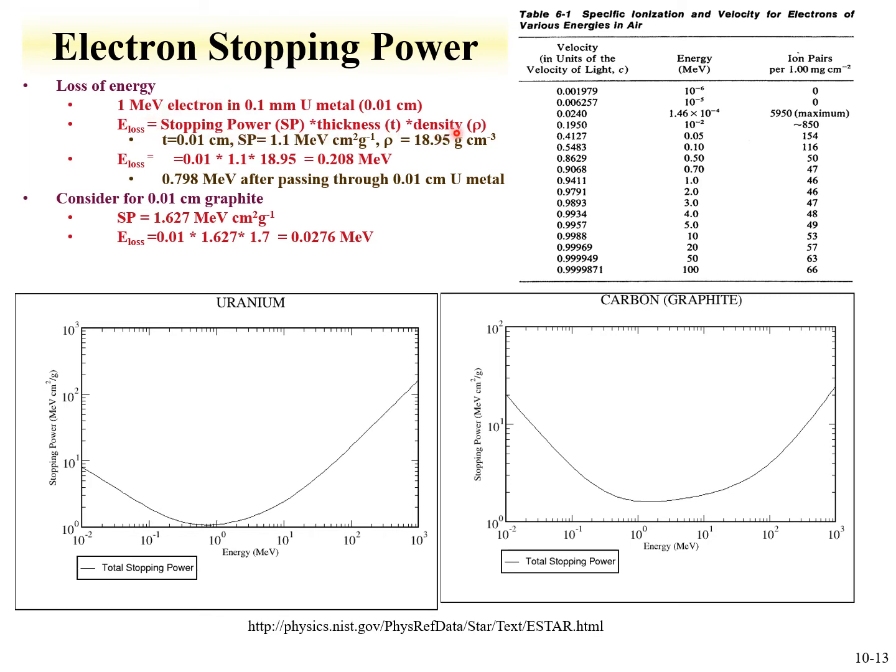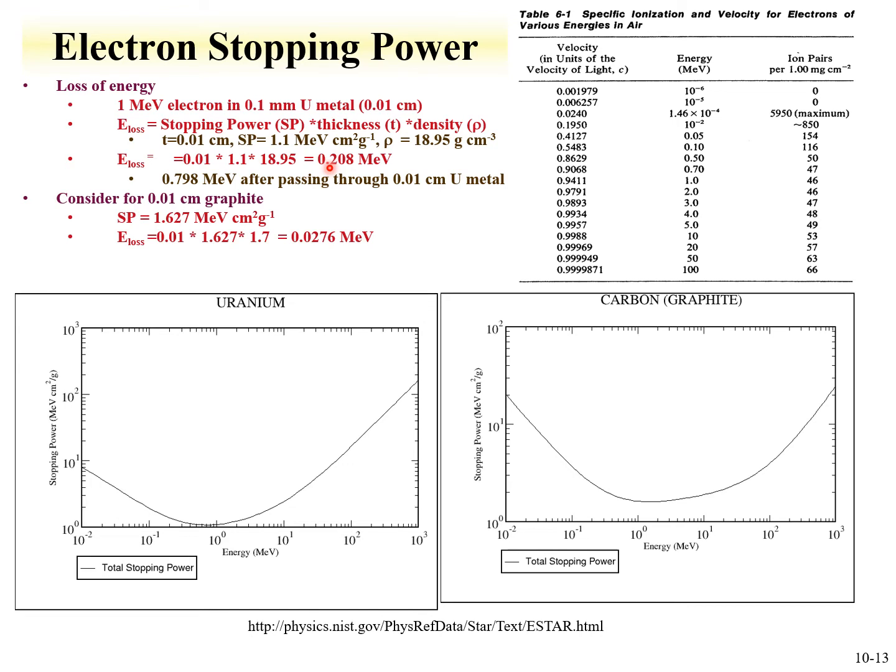Well, we can look up the stopping power and understand the thickness of that material times the density. So we understand what the thickness is, the density. The thickness is 0.01 centimeter. The density is close to 19 grams per centimeter cubed. And the stopping power for a 1 MeV electron in uranium is listed here as 1.1 MeV centimeter squared per gram.